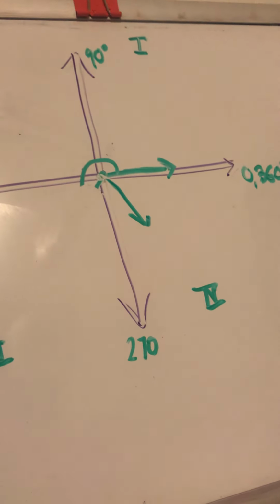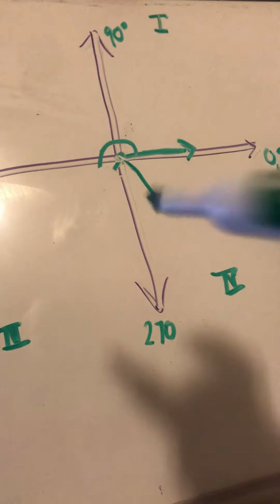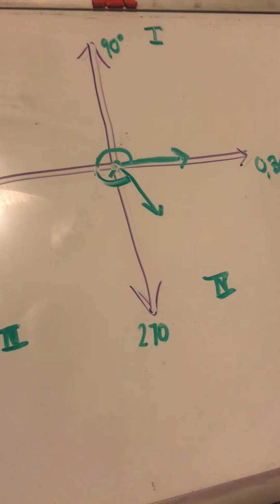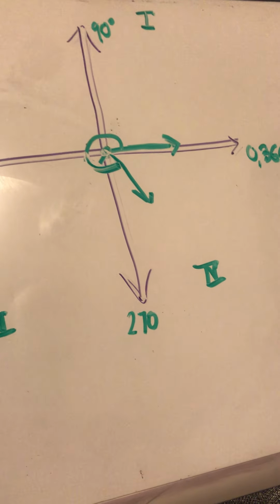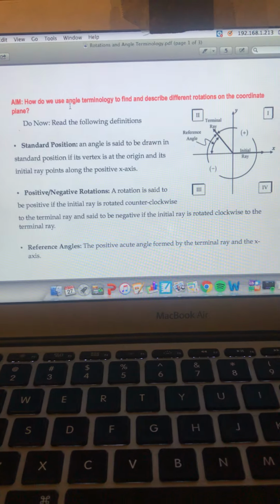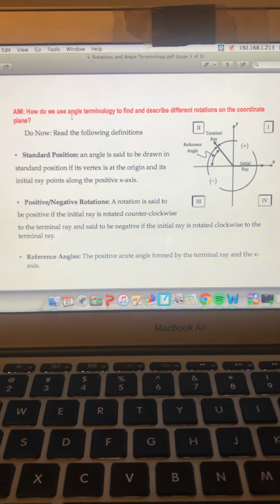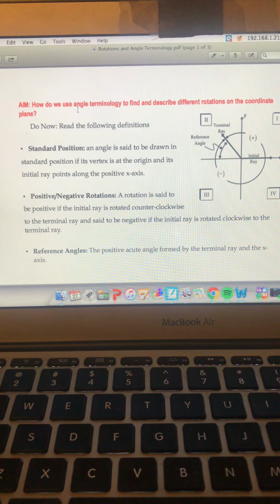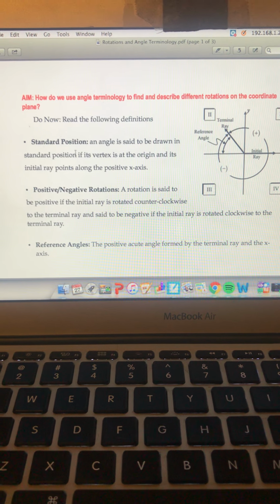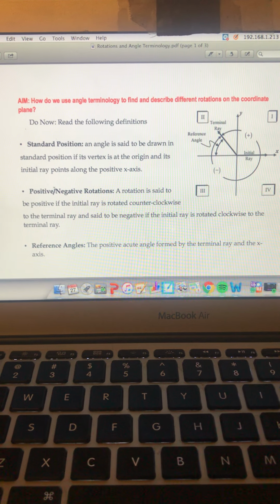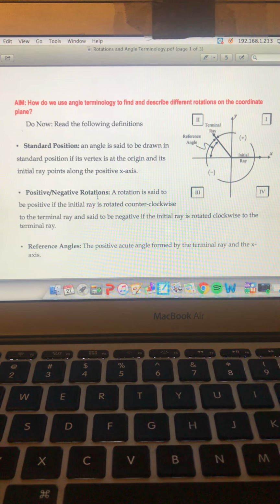That's still an angle in standard position. Going all the way. So hopefully you guys are understanding that. That's your first definition. If you need to, take a time out, rewind, digest what I just said. Your second definition here is going to refer to positive and negative rotations.